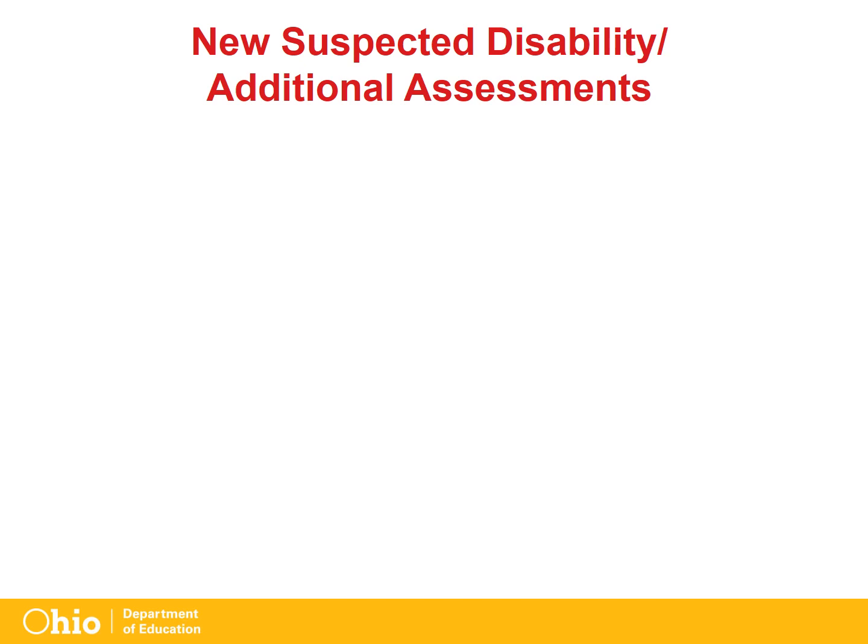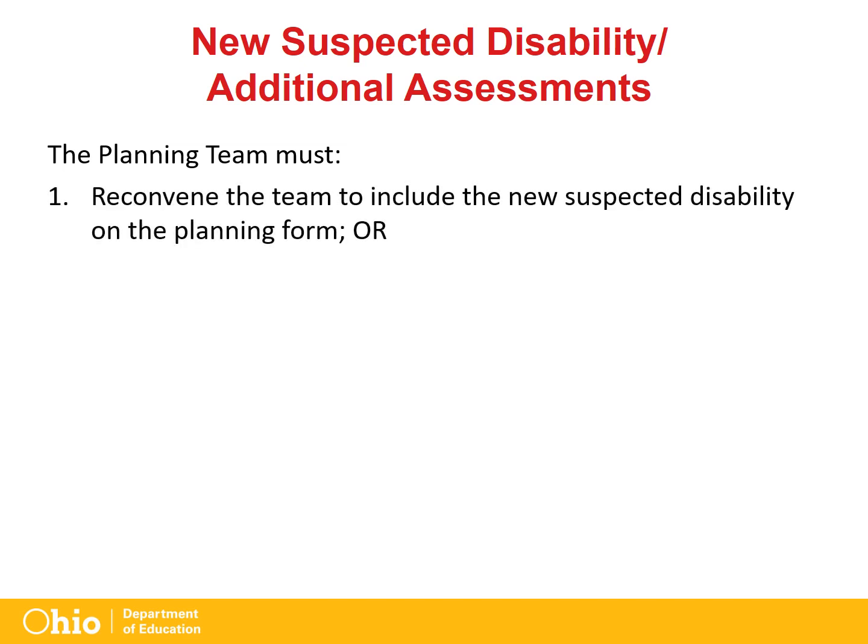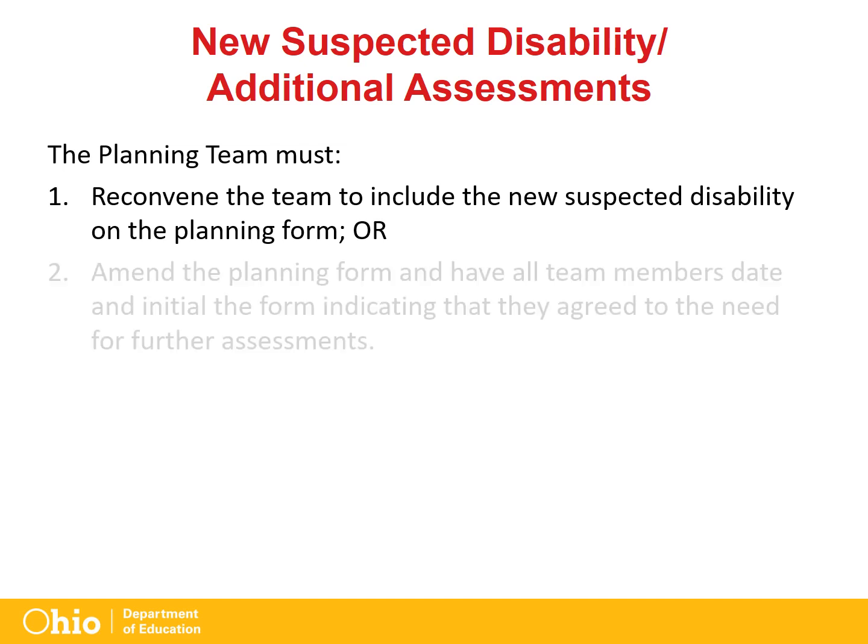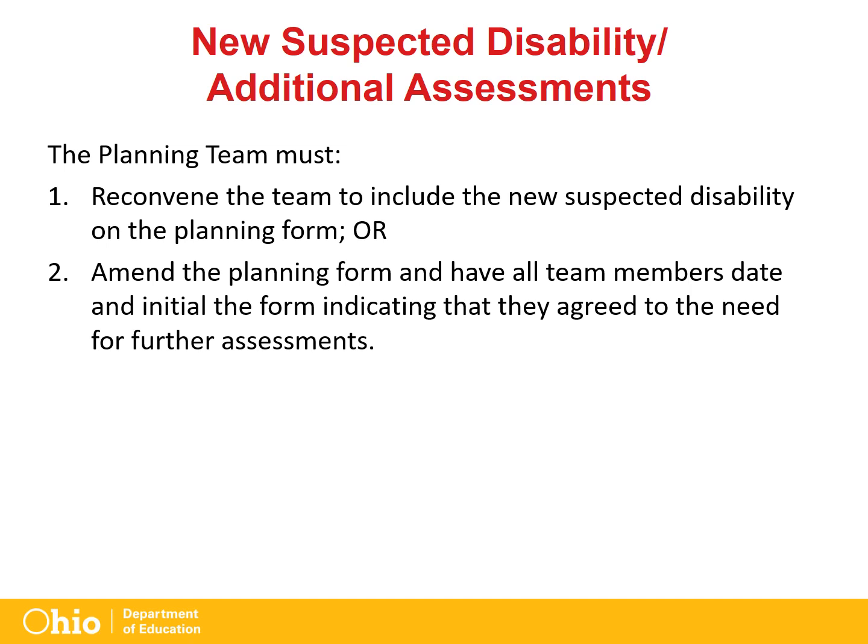If another area of disability is considered during the assessment that was not originally addressed on the ETR planning form, the planning team must do at least one of the following. 1. Reconvene the team to include the new suspected disability on the planning form. Or 2. Amend the planning form and have all team members date and initial the form indicating that they agreed to the need for further assessments.